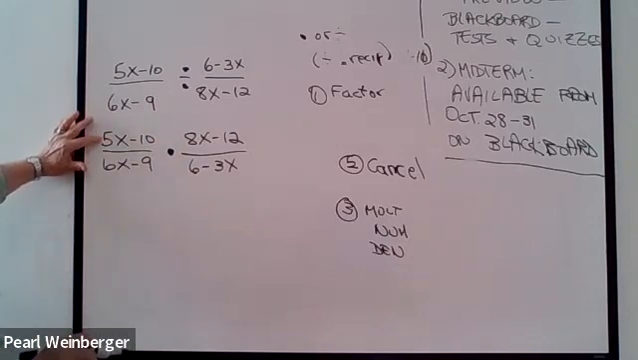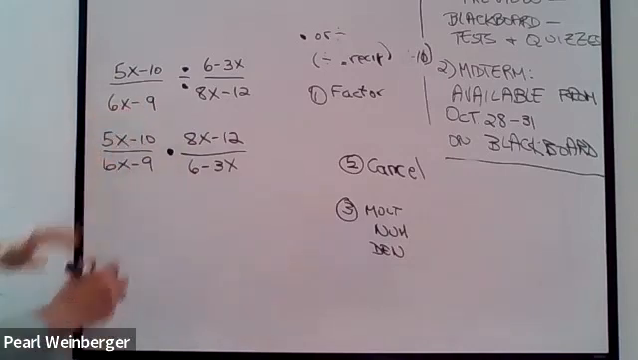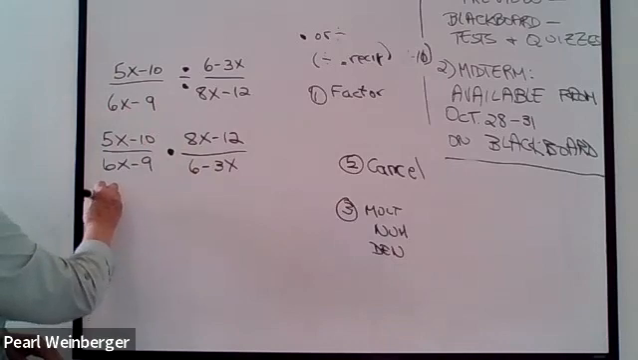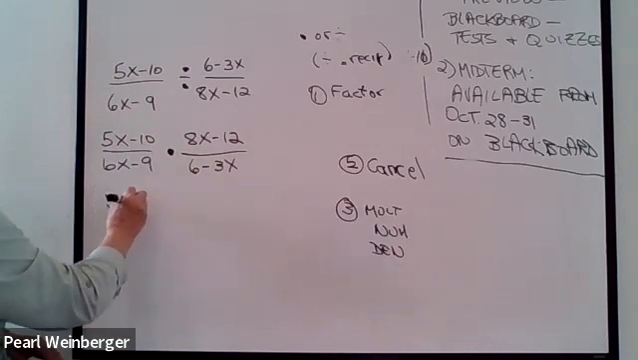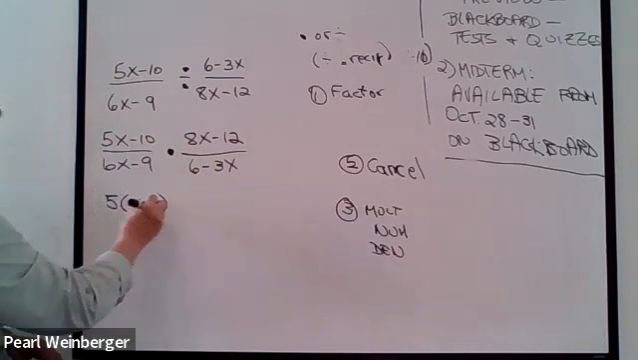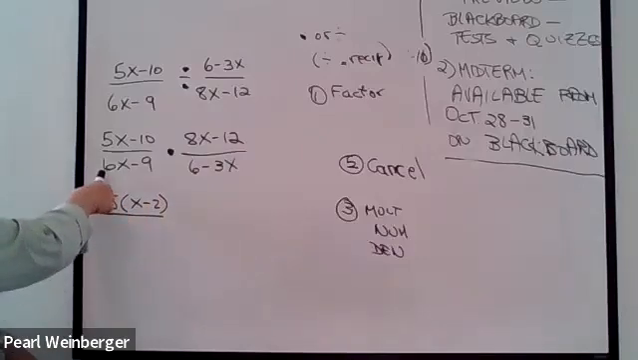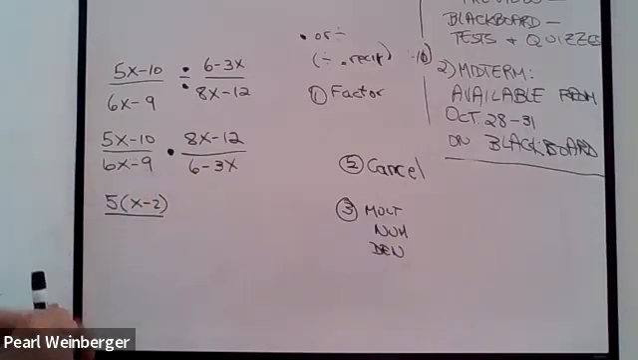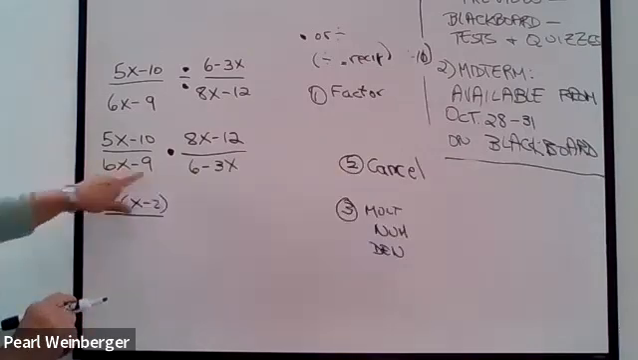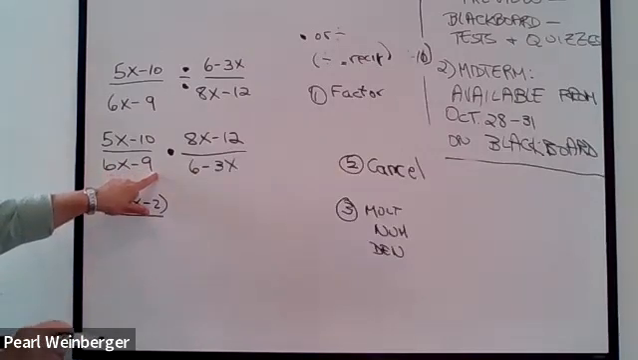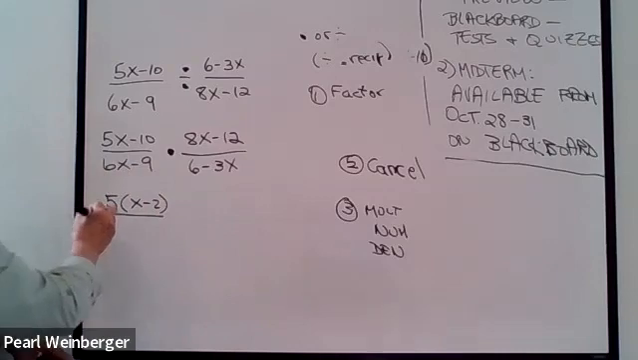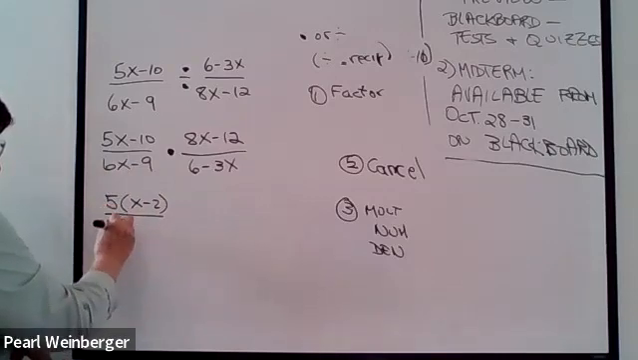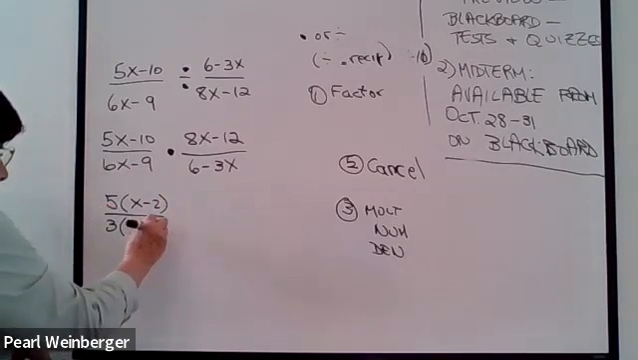In the first one, we have a common factor of 5. 5 goes into 5 and into 10, so we're going to put 5 over x times x minus 2. In the denominator of that fraction, we have a 6 and a 9 as our coefficients. We can take out a 3, and it'll be 2x minus 3.